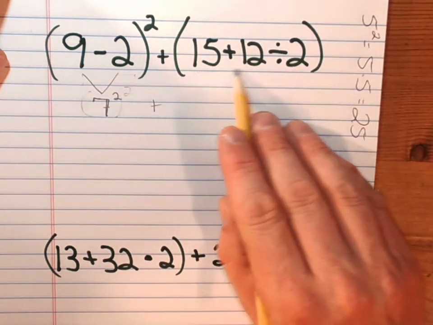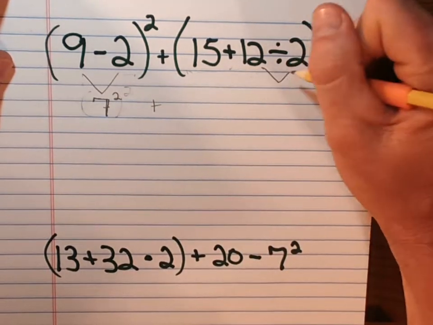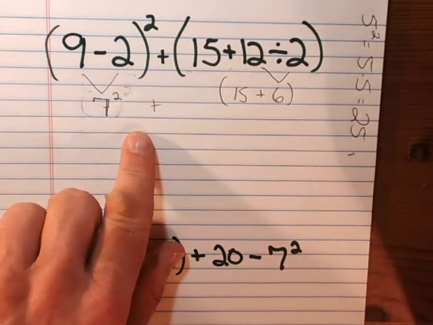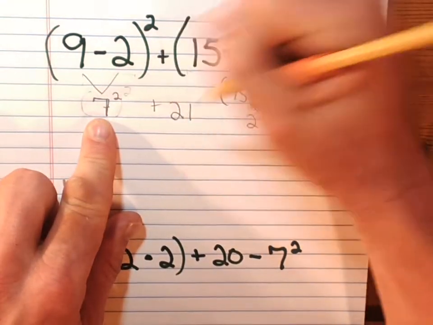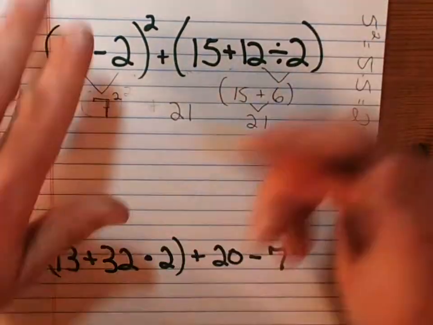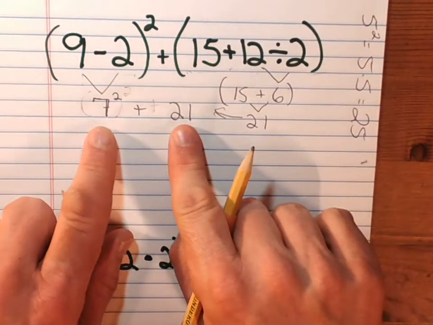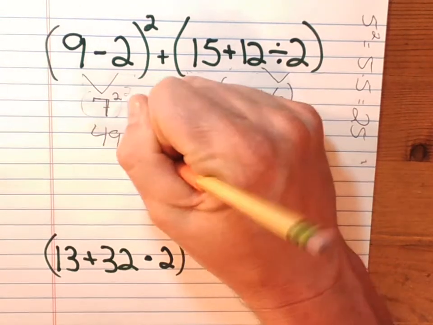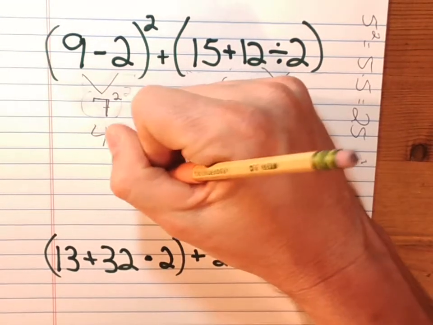Then we're going to add to that what's in this parentheses. Well, with PEMDAS, I know that division comes before addition. So I'm going to do this step right here. 12 divided by 2 is 6. 15 plus 6, rewrite, and go ahead and solve that as 21. So 7 squared plus 21. Going through PEMDAS, 7 squared is 49, and then we're going to add 21. 40 plus 20 is 60, 10 more, 70 is our final answer.